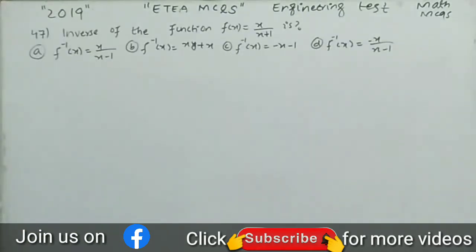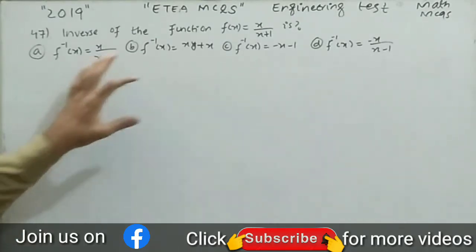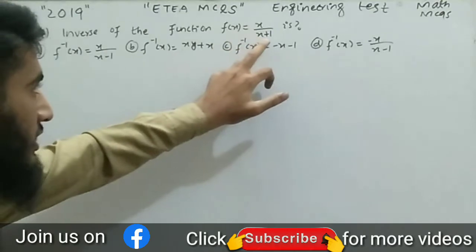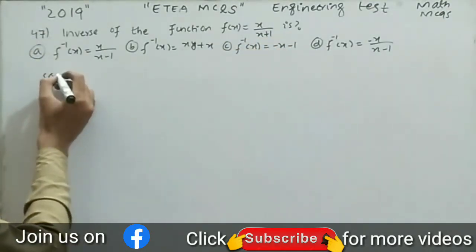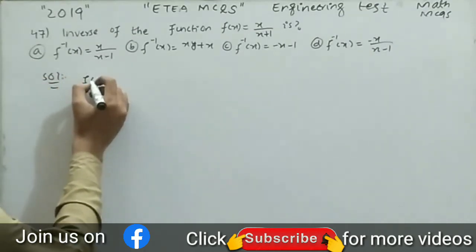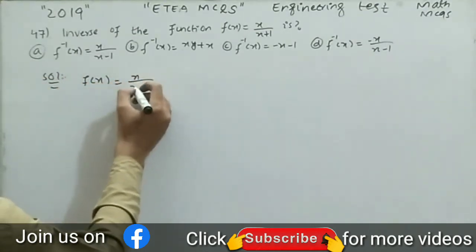Now move to the next MCQ, MCQ number 47. It comes from the chapter Limits and Functions, chapter number 1 of second year mathematics. It tells that the inverse of the function f of x is equal to x divided by x plus 1 will be; four options are given. So move to the solution of this MCQ. Our function is f of x is equal to x divided by x plus 1.